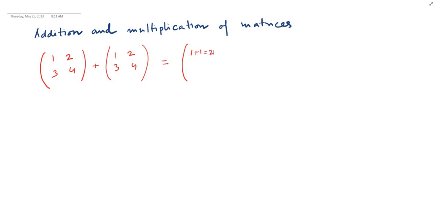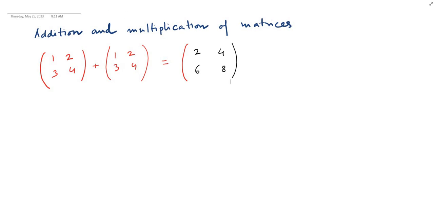Okay, so let me erase it. I think you understand the concept, like how we are doing it. So basically what will happen, your result will be 2, 2 plus 2, 4, 3 plus 3, 6, 4 plus 4, 8. So that's the very simple addition between 2 by 2 matrix. It can be anything, but that's a very simple thing.